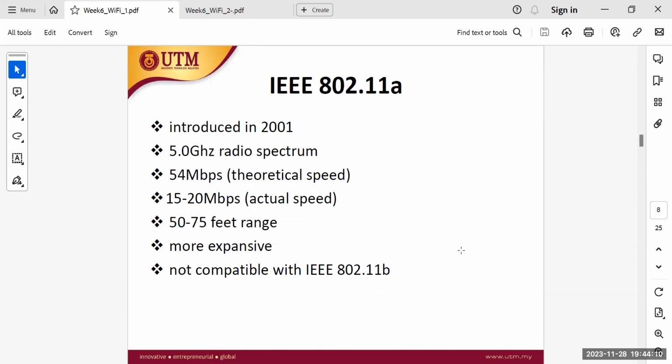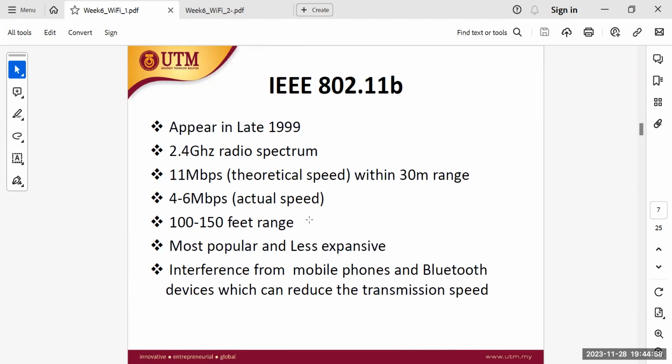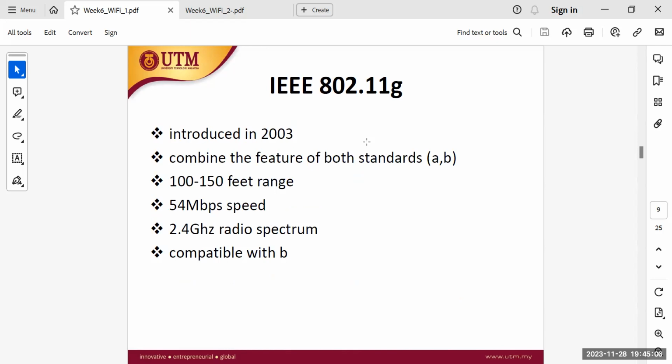The next is IEEE 802.11a. This was introduced in the year 2001. The center frequency in IEEE 802.11a is 5 gigahertz. The theoretical speed is 54 megabits per second, whereas the actual speed is 15 to 20 megabits per second. The range is 50 to 75 feet. It is more expensive than IEEE 802.11b. And the most important thing is that it is not compatible with IEEE 802.11b. So you can see that the specifications of IEEE 802.11a are a lot different from the specifications of IEEE 802.11b. That is why both are not compatible with each other.